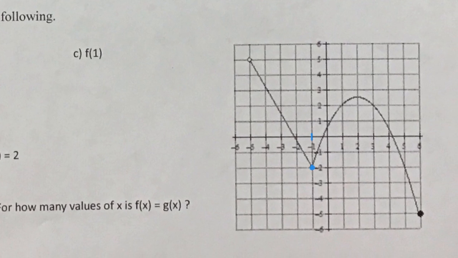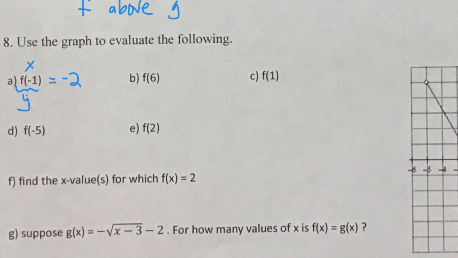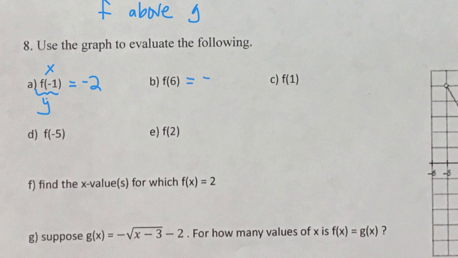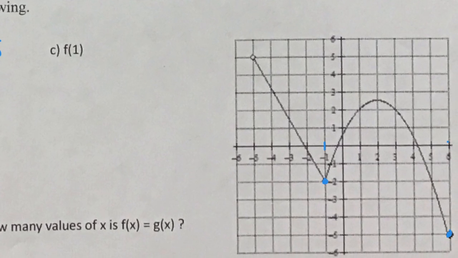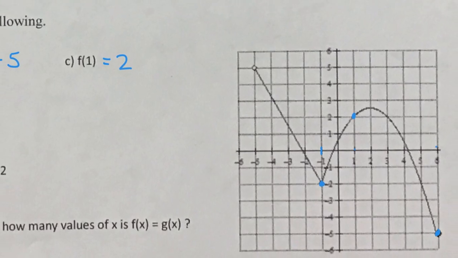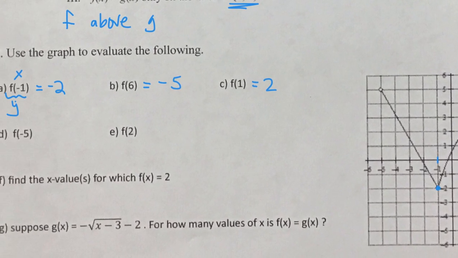f of 6. So when x is 6, y is, down here, the closed dot, which means y is -5. Okay, when x is +1, y is up here at +2. So we're finding y values from your graph for every x value that they talk about.